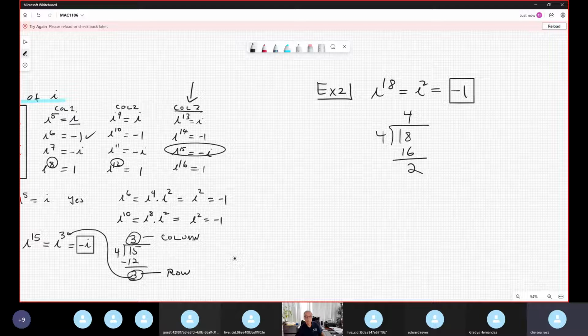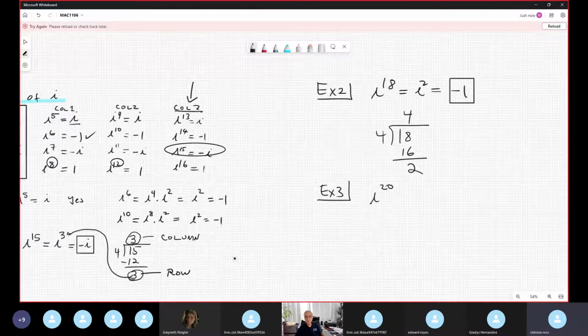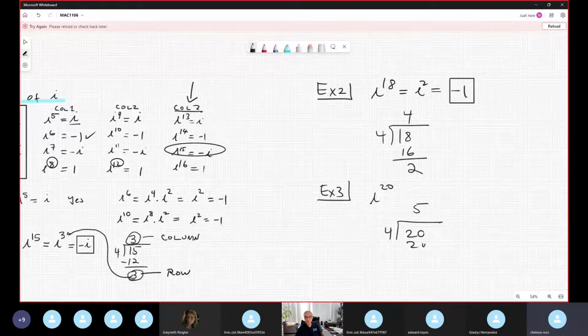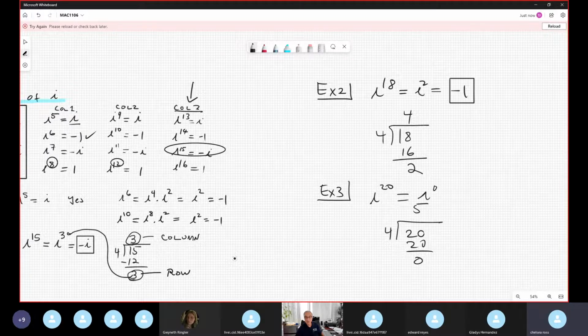Good. Example 3, i to the 20. You take 20 divided by 4. 5 times 4 is 20, no remainder, 0. So it is equivalent to i to the 0. And you need to know that any number or expression raised to the 0 power is equal to positive 1. That is the reason that any exact multiple of 4 is always 1. It's another way to understand that when there is an exact multiple of 4, it is 1.